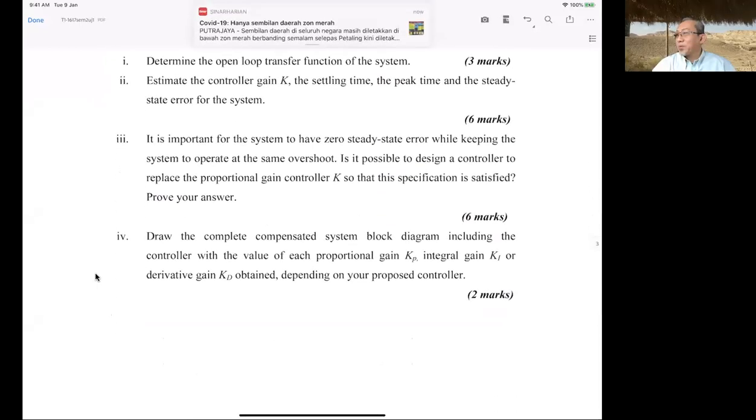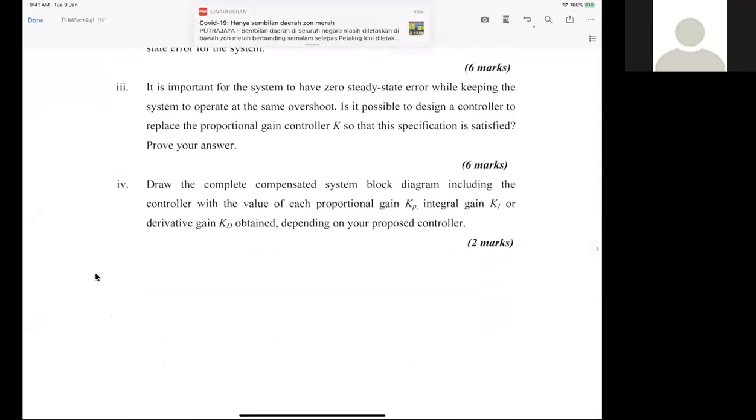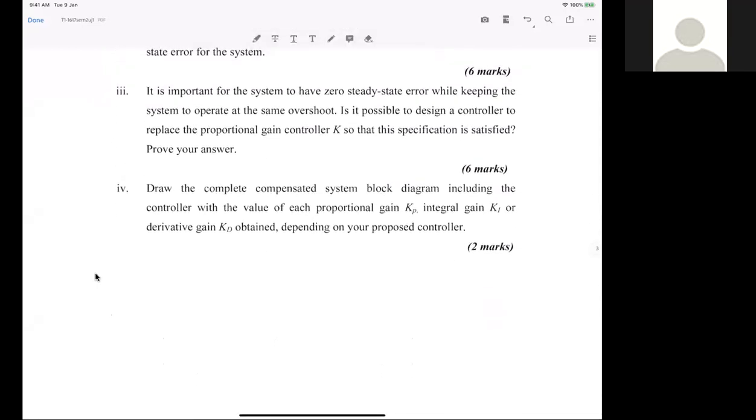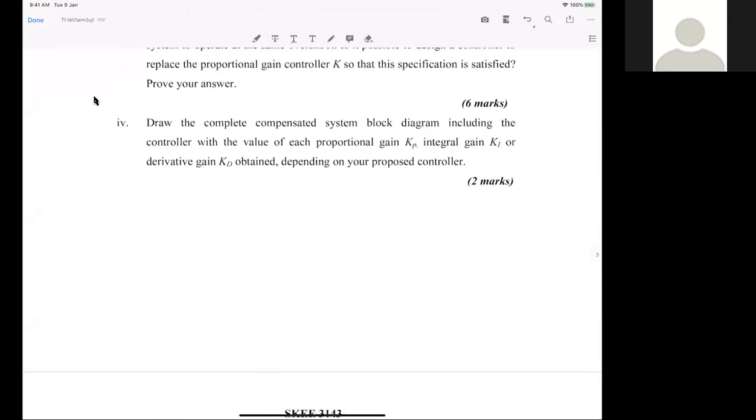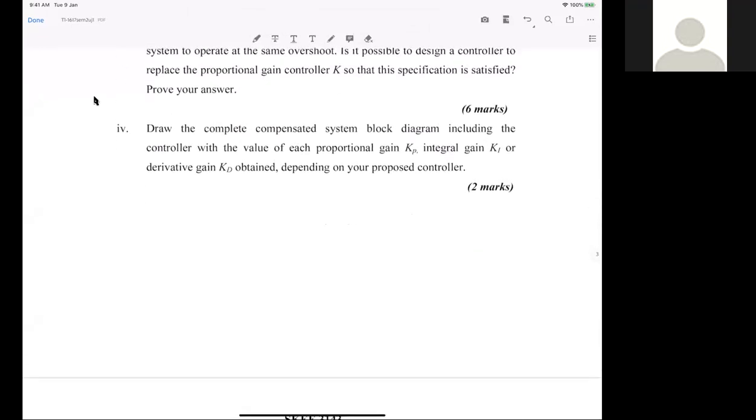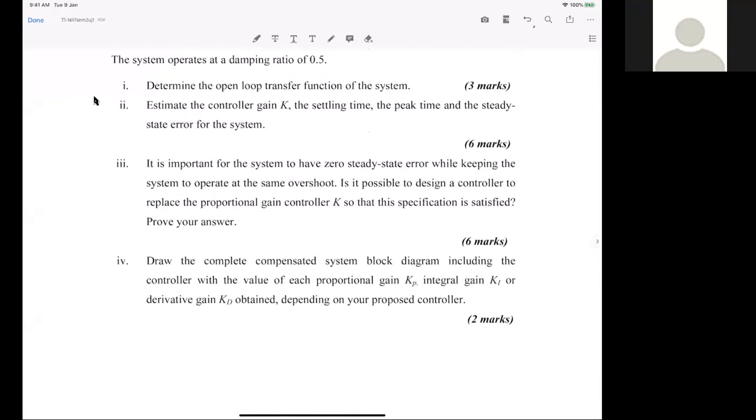C. It is important for the system to have a zero steady state error while keeping the system to operate at the same overshoot. Is it possible to design a controller to replace the proportional gain controller K so that this specification is satisfied? Prove your answer. D. Draw the complete system block diagram including the controller with the value of each proportional gain Kp, integral gain Ki or derivative gain Kd obtained, depending on your proposed controller.